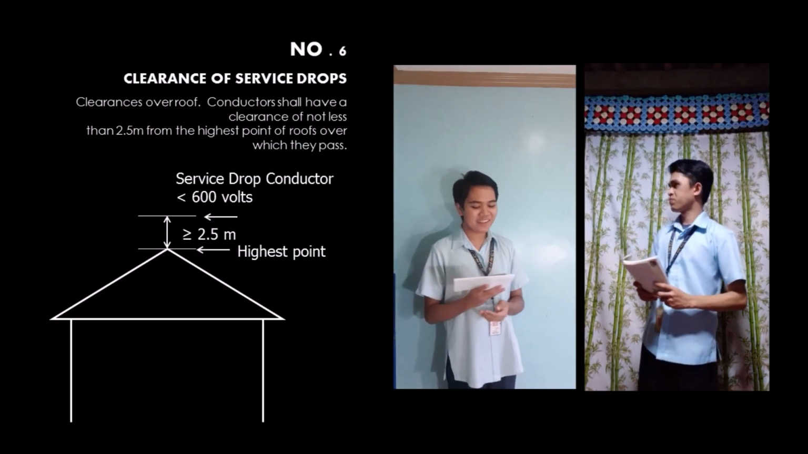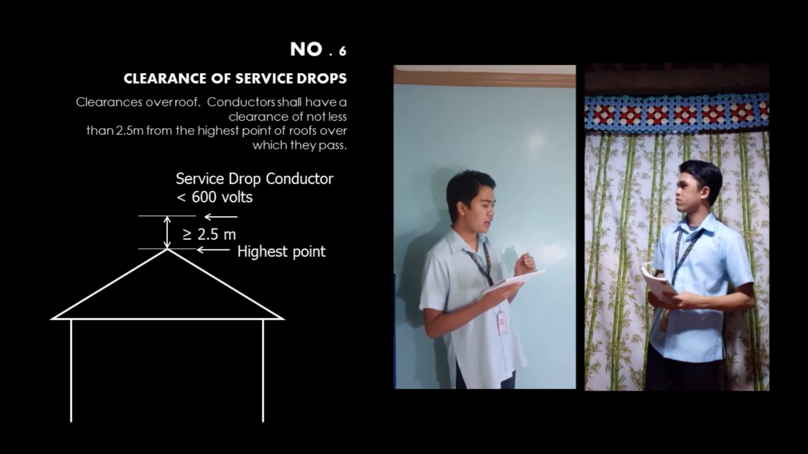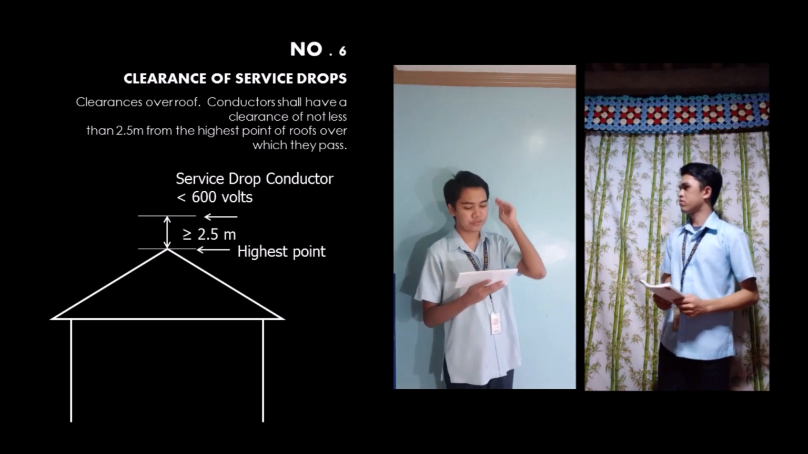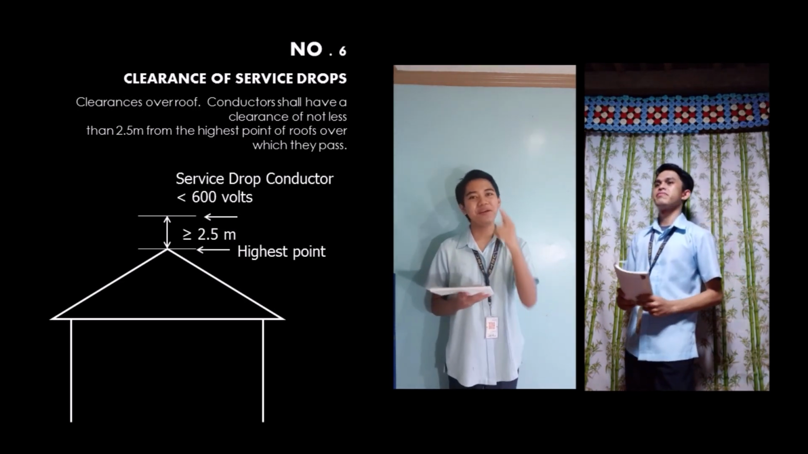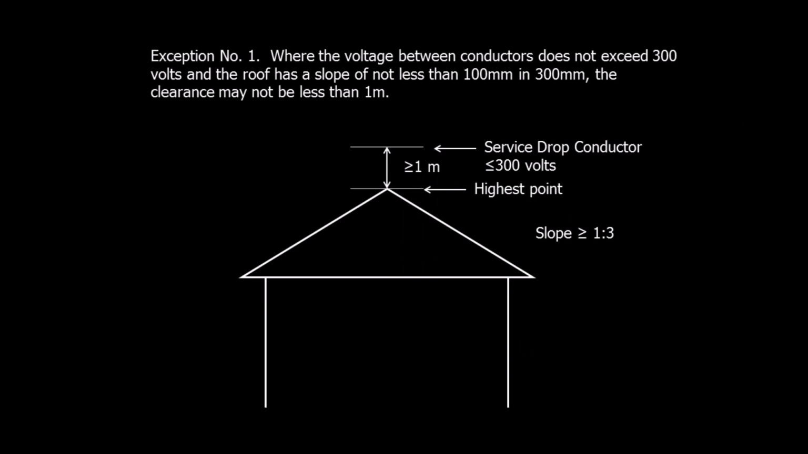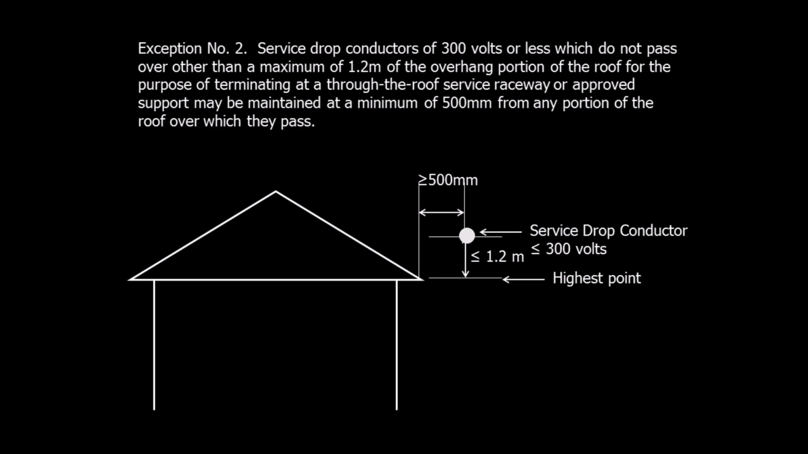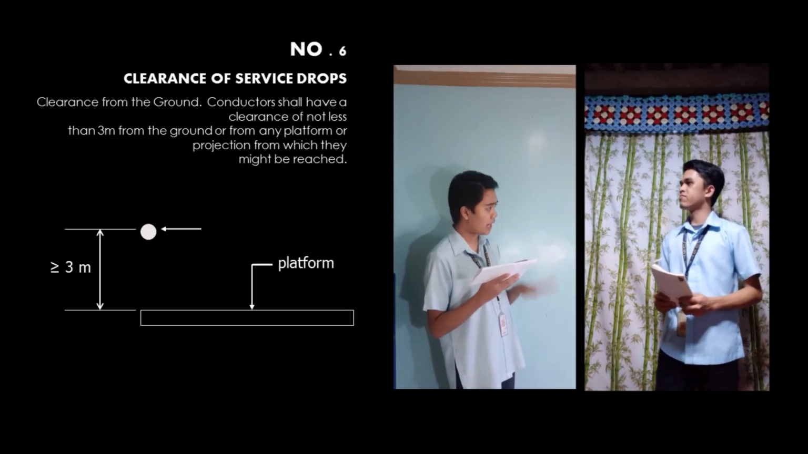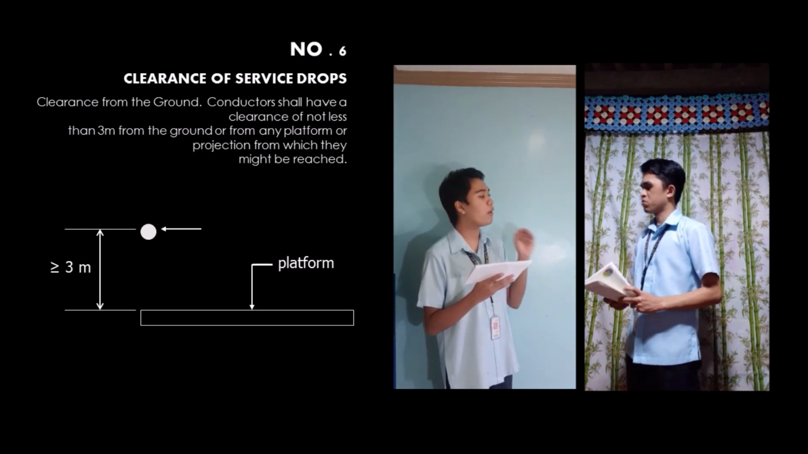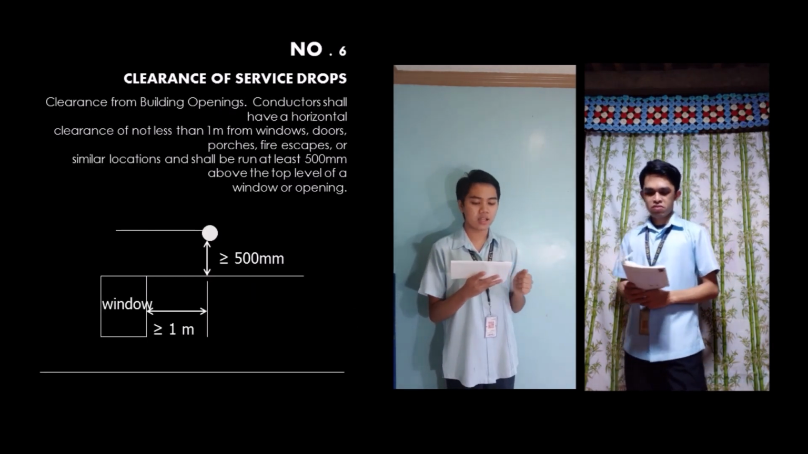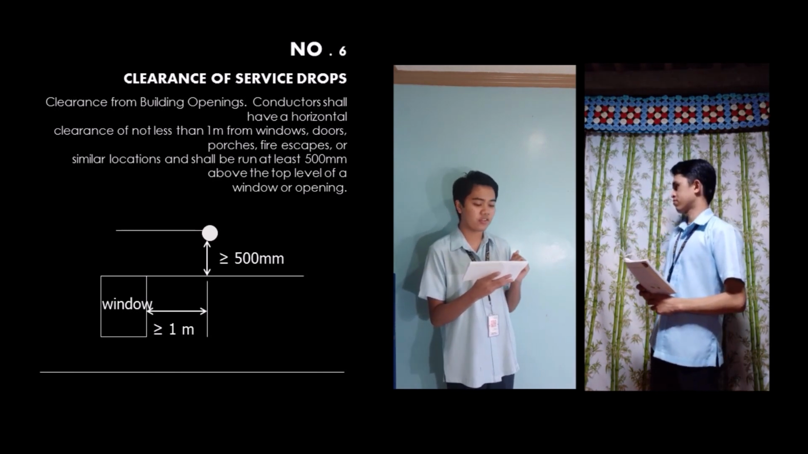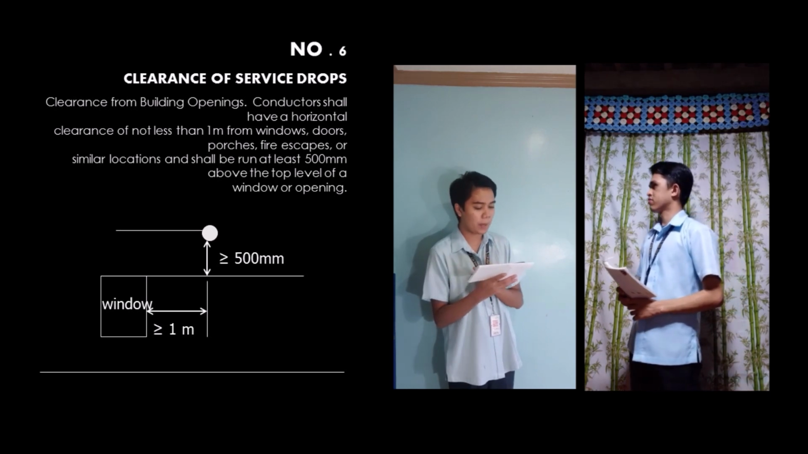Rule number 6. Clearance of service drops. If over roof, conductors shall have a clearance of not less than 2.5 meters from the highest point of roofs. There are 2 exceptions on this rule and you may read them on the screen. Conductors shall have a clearance of not less than 3 meters from the ground or from any form of platform from which they might be reached. Conductors shall have a horizontal clearance of not less than 1 meter from an opening and shall be run at least 500 mm above the top level of the opening.